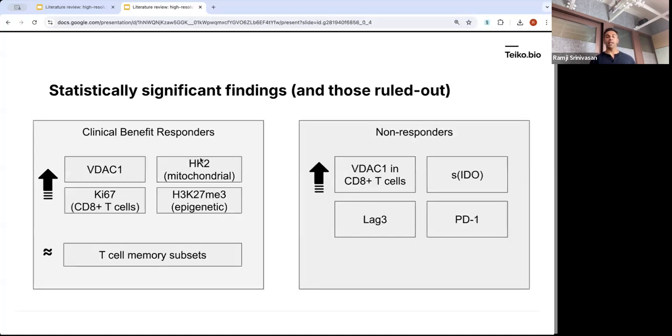So kind of visually laid out, you can see this on the left-hand side, clinical benefit responders and non-responders. The cells that were up were VDAC1, HK2, KS67, et cetera, on the left-hand side, and the non-responders, VDAC1, Cyto, LAG3, and PD1. So this is the kind of difference between the subsets.